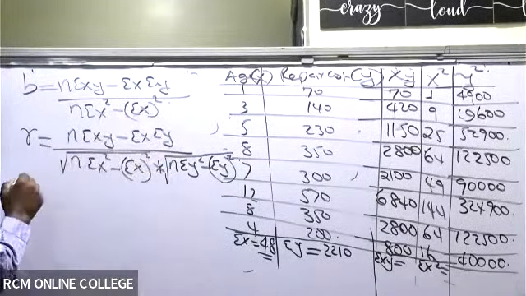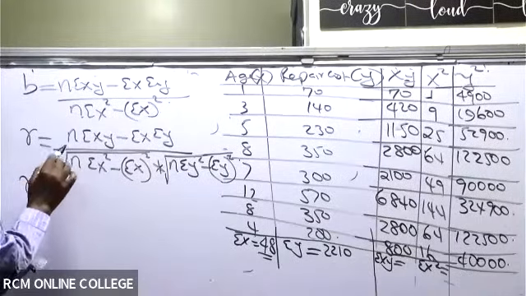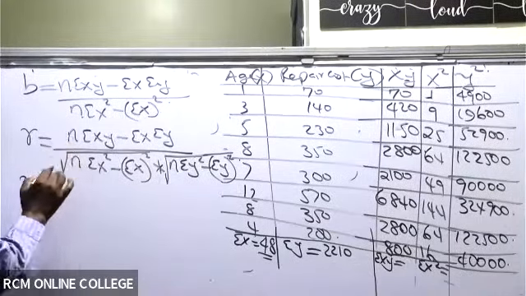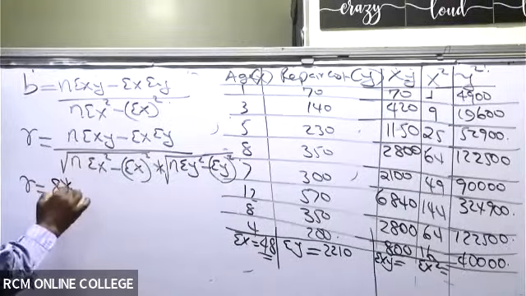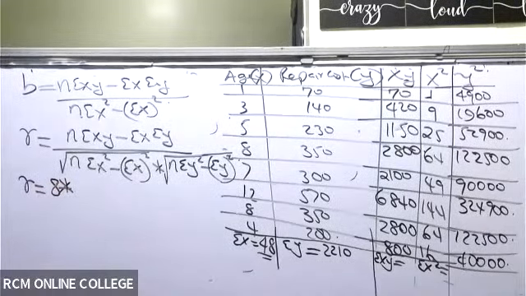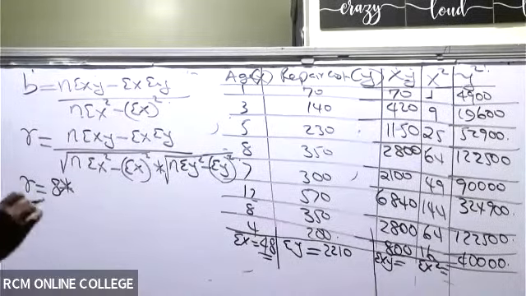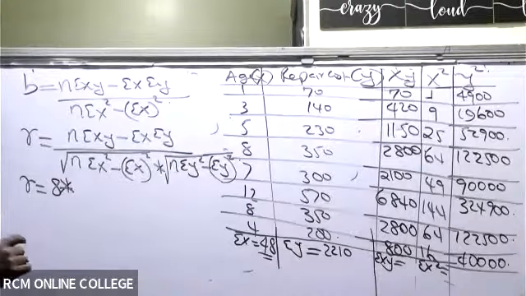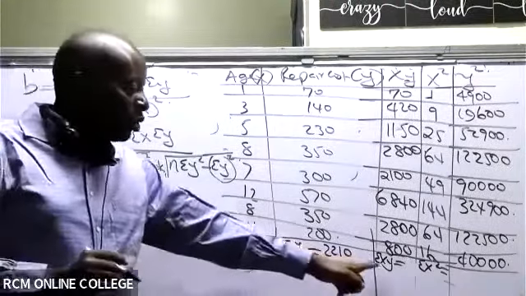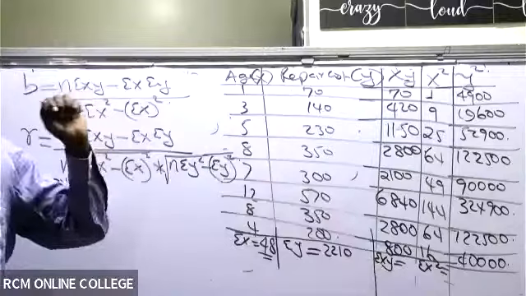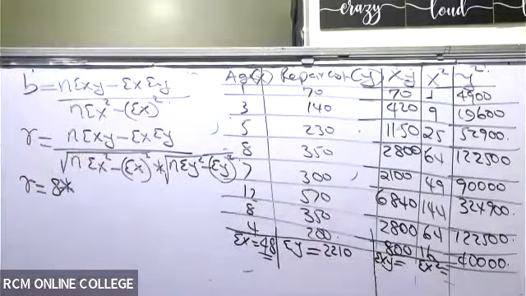So that my r will be equal to, we're able to remember n was 8, times summation of xy. I deleted my summation of xy. We already obtained this summation of xy somewhere. Is there somebody who can remind Mwalimu what the sum of xy was?